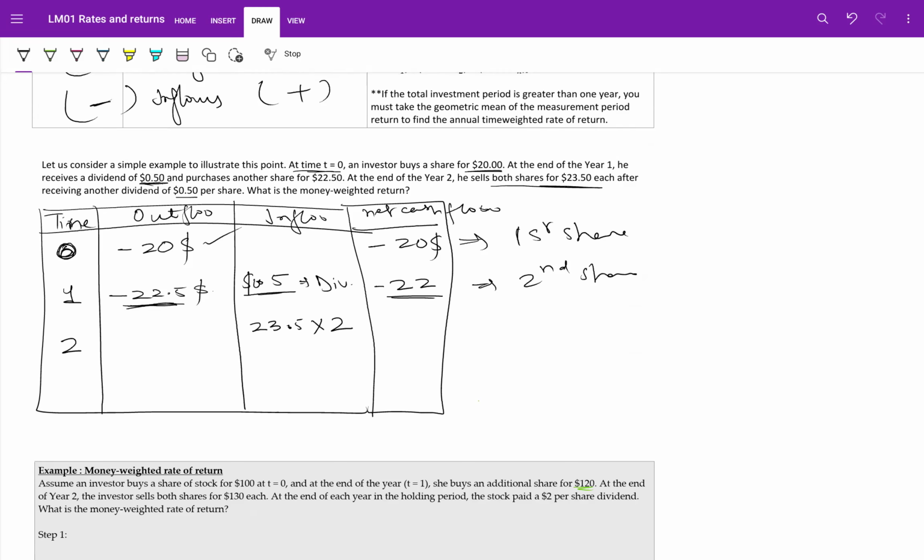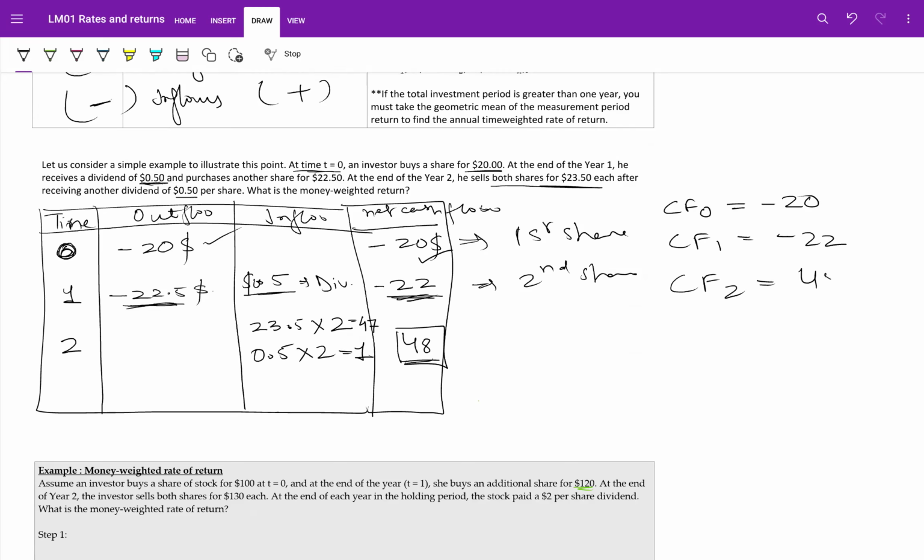So now he has two shares, 23.5 times 2, and the dividend from two shares is $1, and this sums up to $47. So the net cash flow is positive, and he now has $48. So the cash flow CF0, cash flow at time zero, is minus $20. Cash flow at time one is minus $22. And cash flow at time two is $48.